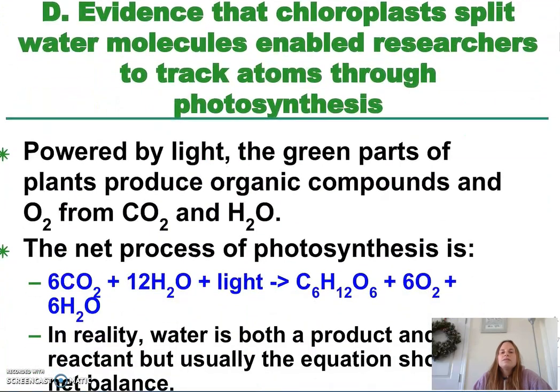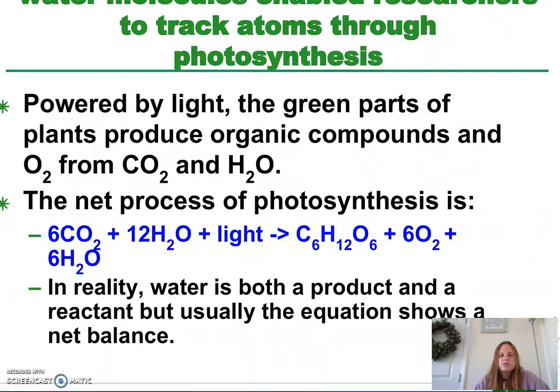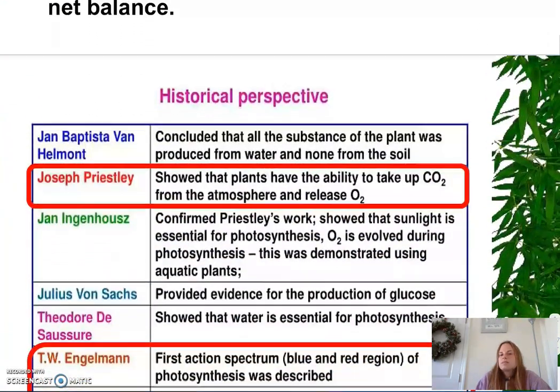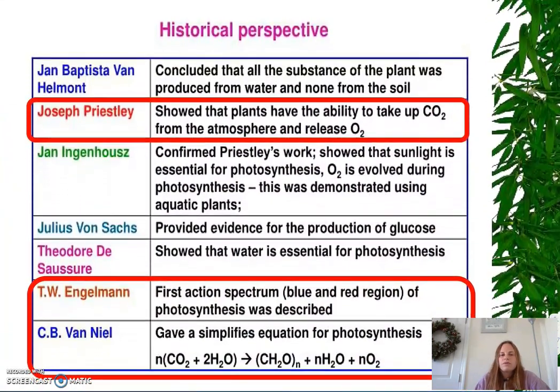There's evidence that has been used over time that has enabled researchers to track atoms through photosynthesis. In other words, where do the inputs end up as far as reference to the outputs? So if you look at this balanced equation of photosynthesis, originally scientists thought that oxygen came from carbon dioxide. Well, how did this even come about? There were some key scientists that played a role in the discovery of photosynthesis. We're going to highlight three of them: Joseph Priestley, T.W. Engelmann, and C.B. Van Niel.